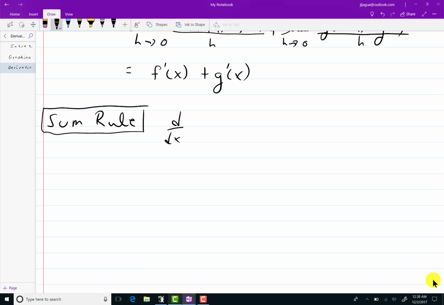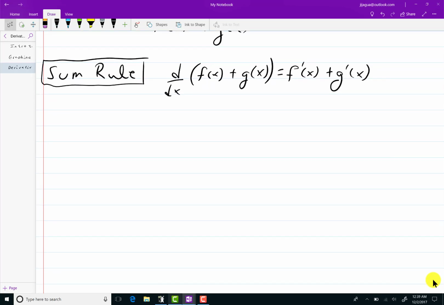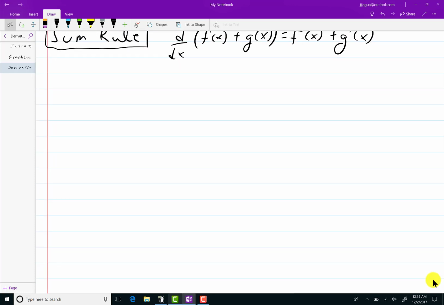Of course, all these rules, when I do them, we were assuming beforehand that f and g were functions that you could take the derivative of, what they call differentiable functions. So if I have d over dx of f of x plus g of x, that equals f prime of x plus g prime of x.